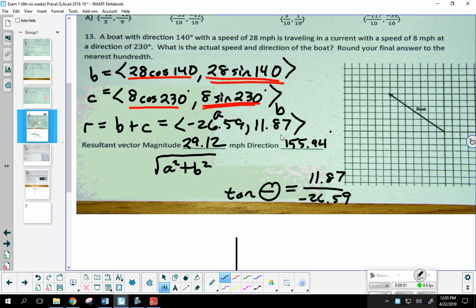And that kind of makes sense because if you think about it, from here we know that it was 140 degrees, right? Well, take a look at the current. It's going 8 miles per hour, but it's at 230 degrees. So the current vector for the water would actually be looking something like this. So that's 230. So it makes sense that it would push this vector down slightly. So see, it made that smaller angle larger overall when you start rotating from the positive x-axis. Okay, does anybody have any questions on that?